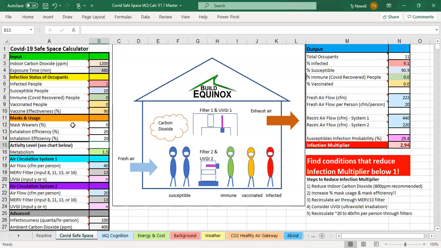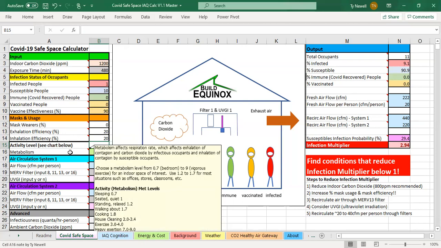On the input side of the COVID Safe Space worksheet, you can see that there are explanatory notes. For example, on metabolism, a metabolism of 1 basically means you're sitting quietly in a chair, maybe reading a book. Office work activity, getting up, getting down periodically, moving around a bit, has a value of maybe 1.2 to 1.7 METs, metabolic units. Sleeping is about 0.7 METs, and vigorous physical exertion and exercise maybe as much as 7 to 10 METs. So your metabolic rate can change by a factor of 10.